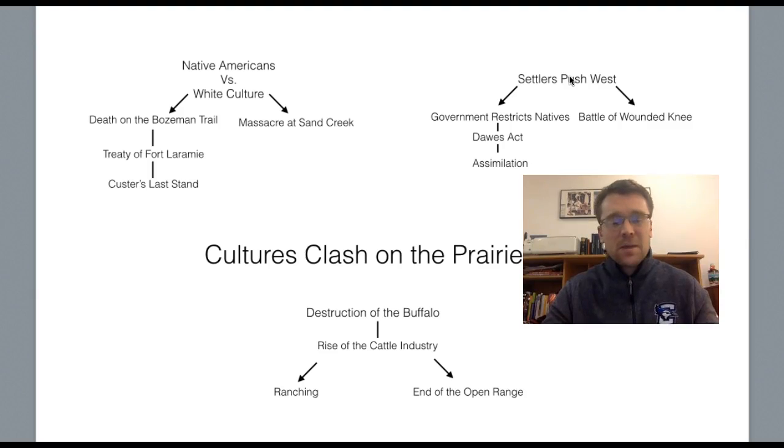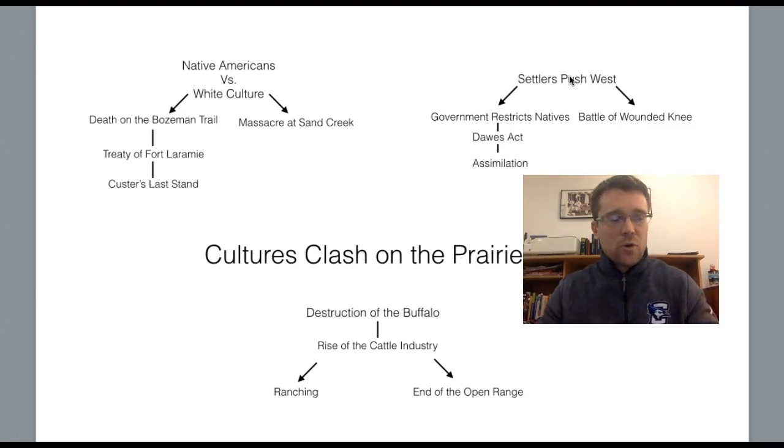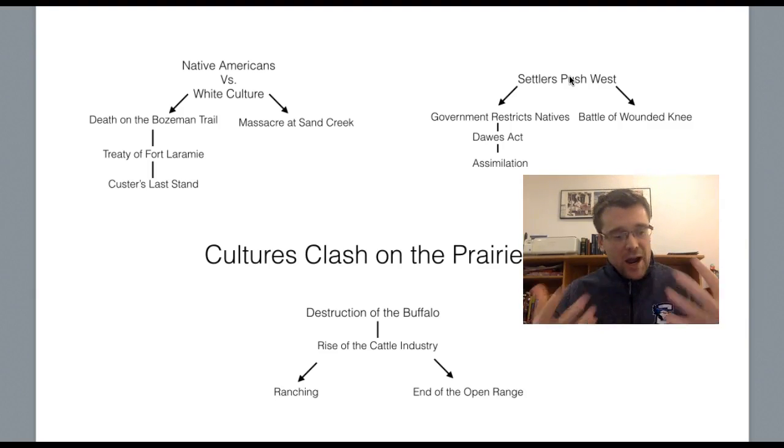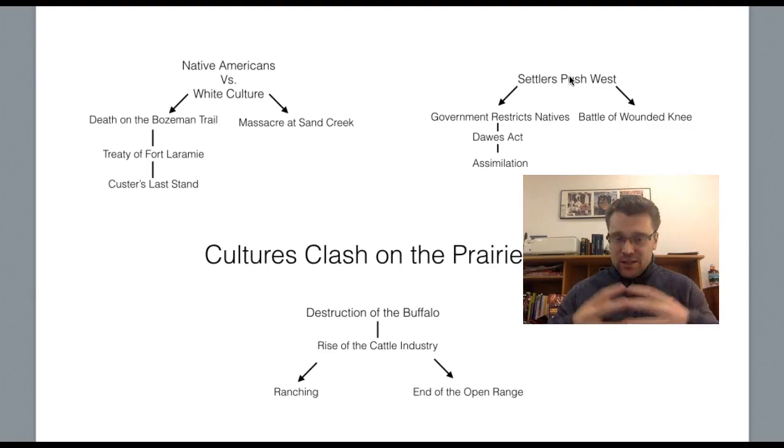And cattle is going to become big business. Especially after the Civil War, there's a growing demand for beef. So the cattle industry is going to rise. We're going to have the birth of cow towns on the plains. The Chisholm Trail is going to be one of the great trails to move cattle from Kansas into other places. So we have this expansion of the cattle industry, expansion of ranching.